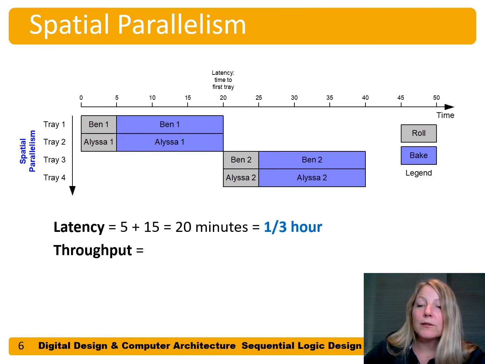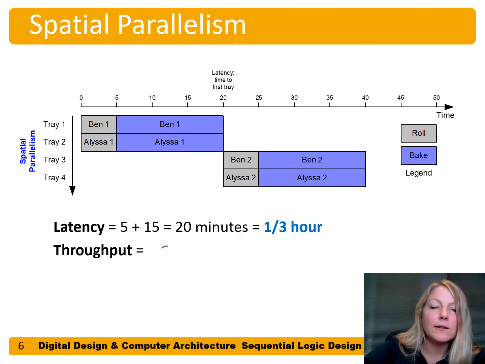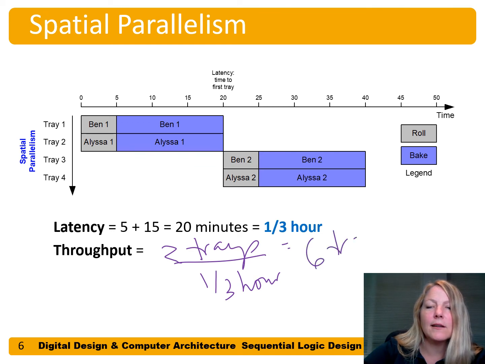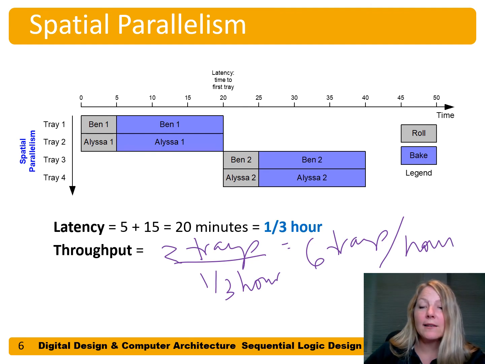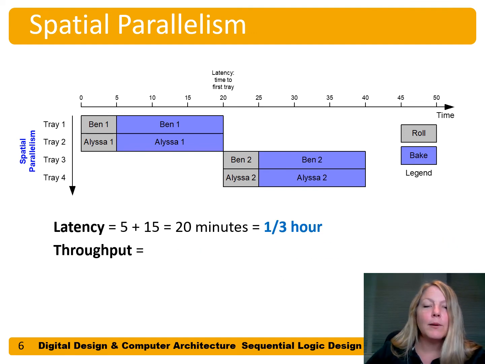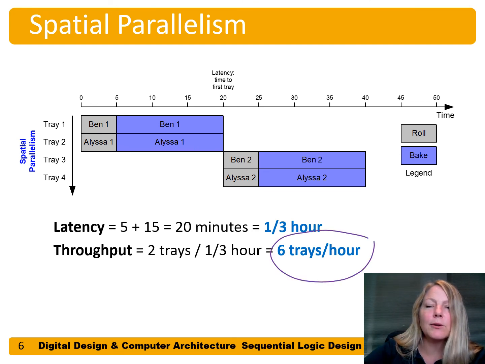What about the throughput, though? In this case, we have 2 trays being produced every third of an hour. So 2 trays every 1/3 of an hour. So we're going to get 6 trays per hour. As expected, by having 2 paths, we now double the throughput. The latency, you're super hungry for that cookie, you still have to wait your 20 minutes. But the throughput just doubled. Instead of 3 trays per hour, we're going to get 6 trays per hour.